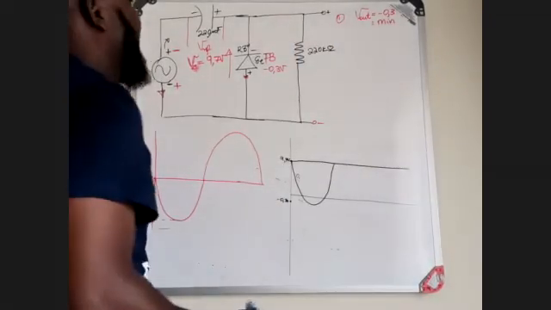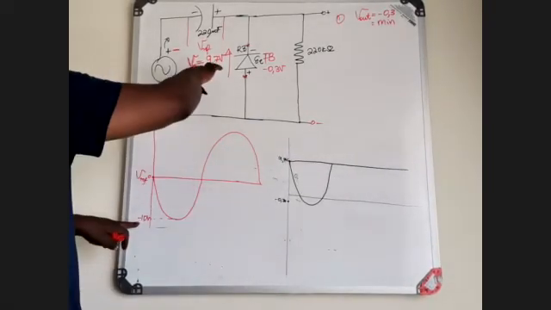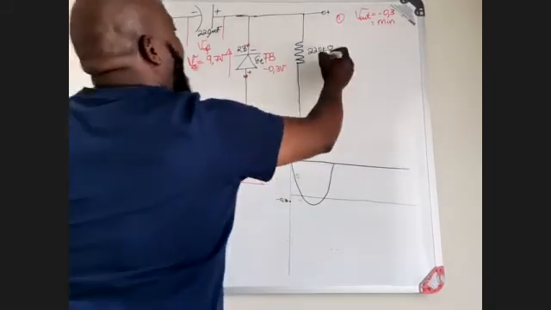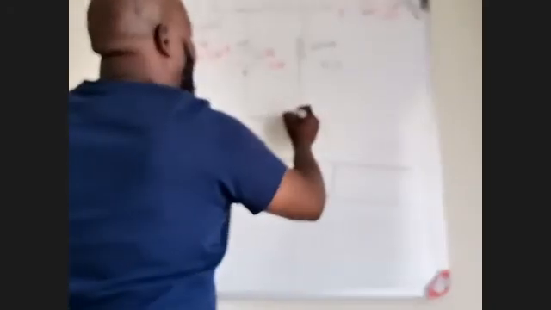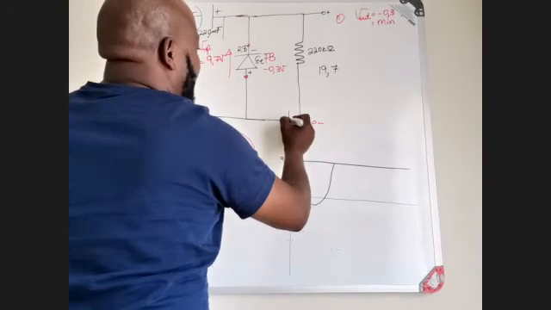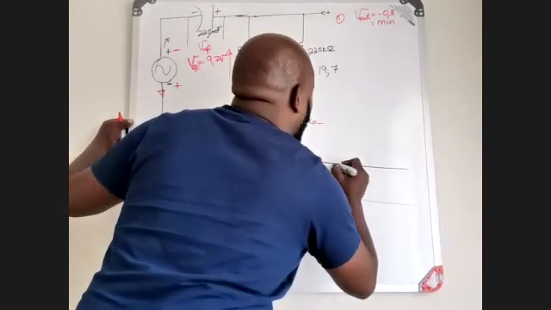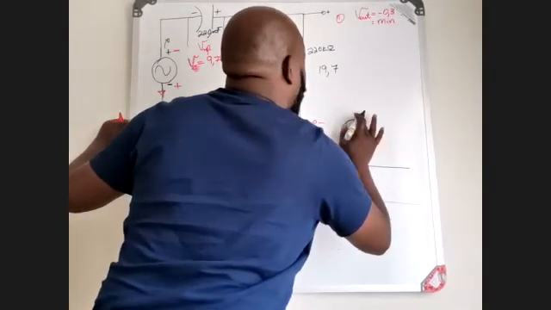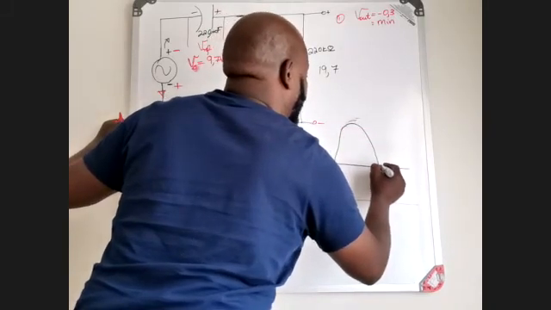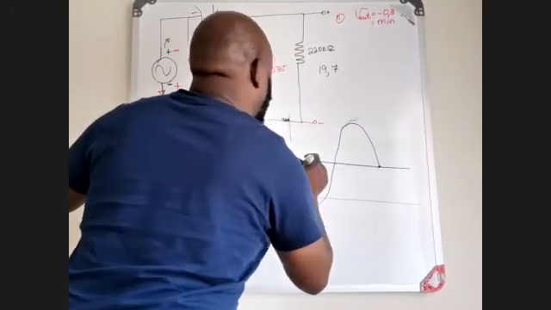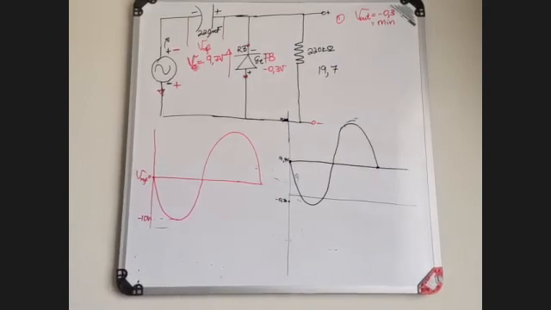Then what is your maximum? Your maximum now is going to be this voltage and that voltage there, which is your 19.7 volts, which means if I establish this correctly, it's going to turn at 19.7 there. Then this becomes your positive clamper circuit.